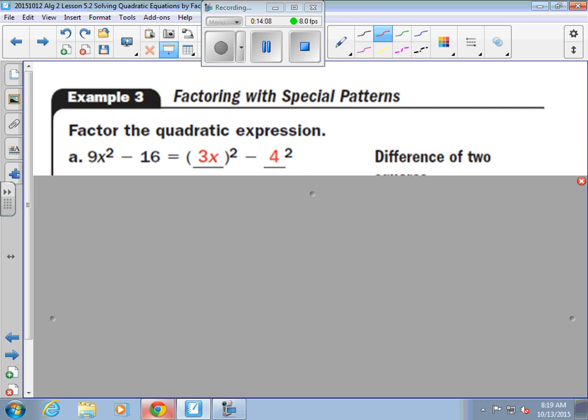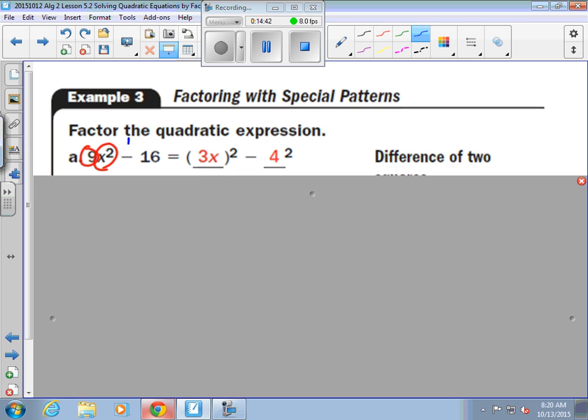Again, this is new stuff, everybody, so don't lose heart if it looks tough. Example number 3 says factoring the quadratic expression 9x squared minus 16. This is the difference of two perfect squares. 9 is a perfect square. 3 times 3 gives you 9. X squared is a perfect square, so together they're still a perfect square, 3x squared. Remember, difference means minus.